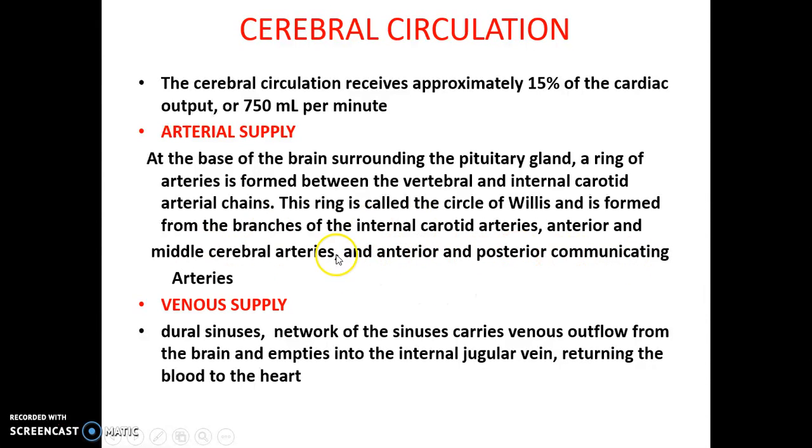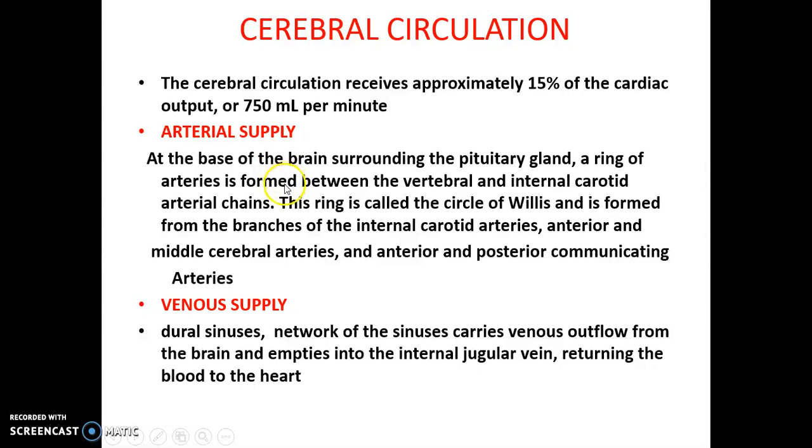So all these arteries form the circle of Willis. This is the arterial supply. The venous supply is mainly by dural sinuses, a network of sinuses you can see in the dura mater. They carry venous blood of the brain and empty into the internal jugular vein, returning the blood to the heart. From the internal jugular vein it goes to the heart.